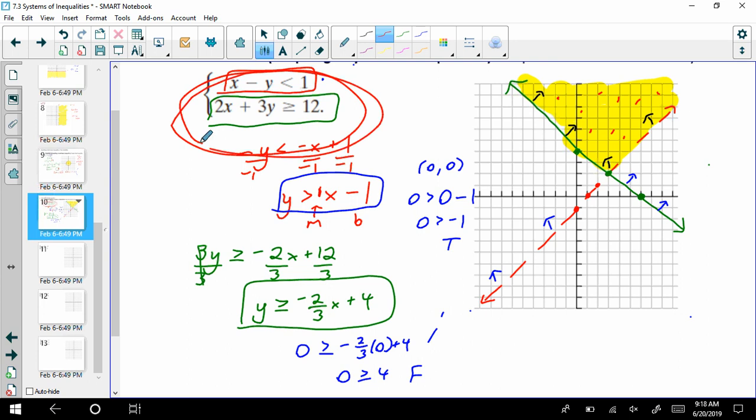It works in both. If an answer fell over here in this region, it would only be a solution to the red equation. If an answer fell over here in this region, it would only be an answer to the green inequality. And what about if an answer fell down here in this bottom region? What would it be an answer to? Neither. It wouldn't work for either. So our goal when we do these is to find the region that works for both, and that's what gets shaded.